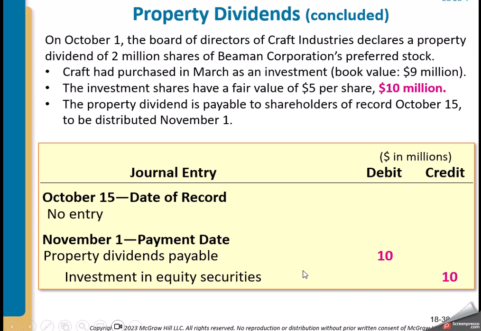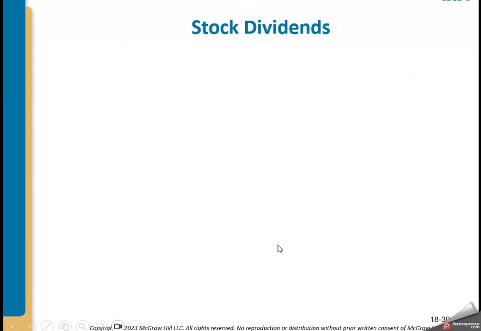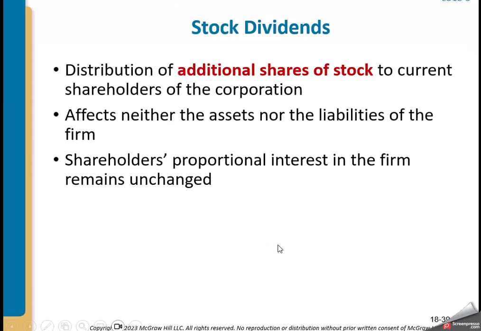Then on the date of record, there'd be no entry, but on the payment date, instead of crediting cash, we credit the investment in the equity securities, because that's where it's coming out of. We're not giving out cash, we're giving those shares of stock.